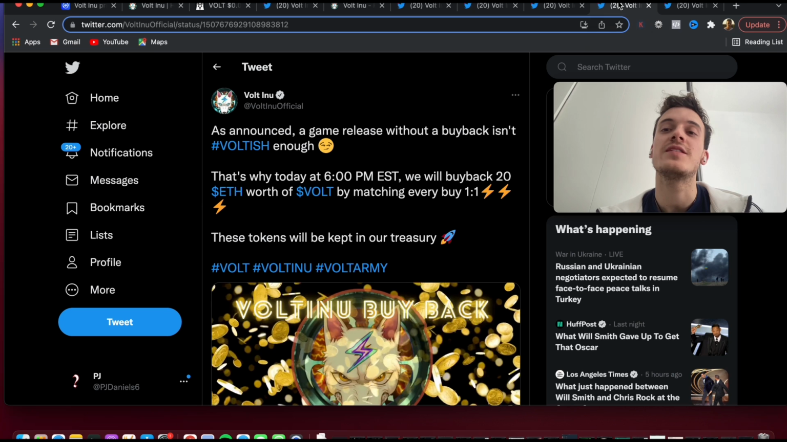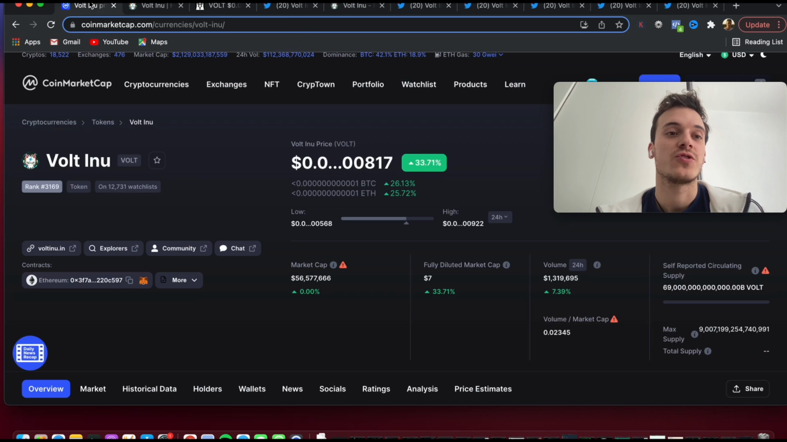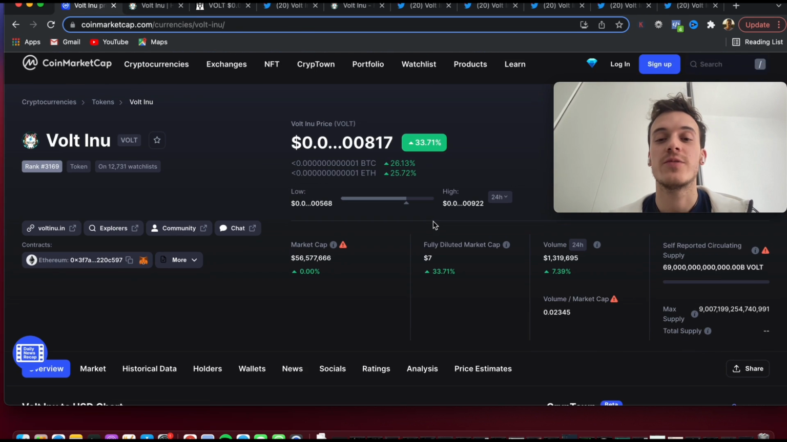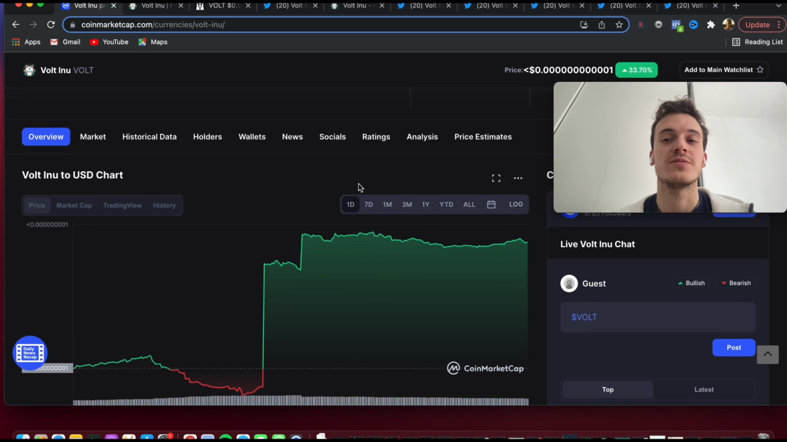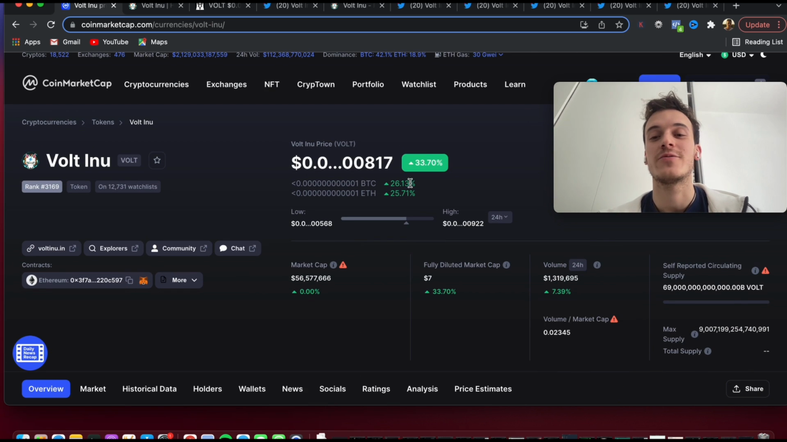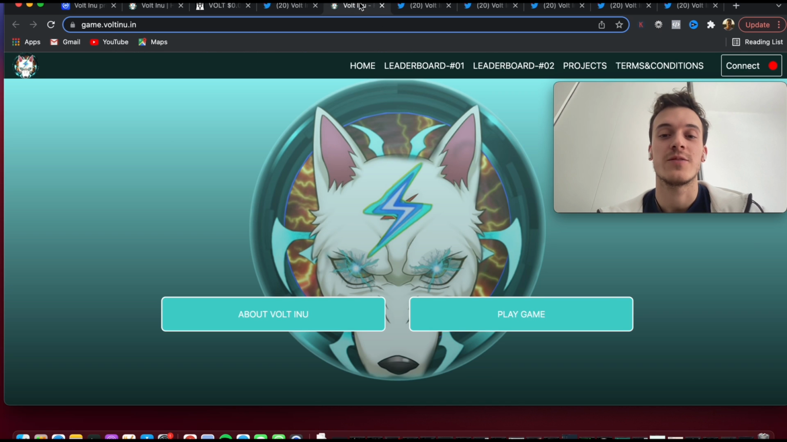They have an amazing community, and you can see that the chart and numbers are looking really great, and the chart is looking really strong. You can see here just a pump, which is amazing. 33% in the last 24 hours. Volume is up 7%, 1.3 million in volume. So volume is amazing. The chart looks amazing, really bullish. And the game is also really fun. So it's really great. I would highly suggest you take a look.